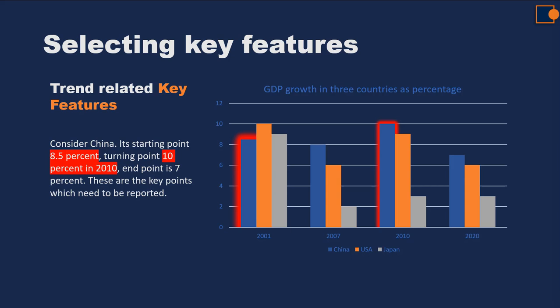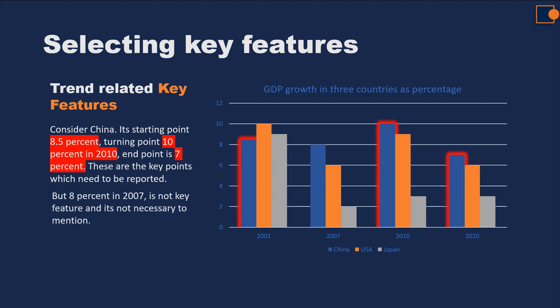And then finally, the end point. Is it a decline or is it growth? So in this case, it's a decline. So very simple and straightforward. You should look for the beginning point, the turning point, which is where any change happens significantly, and then finally the end point. So these are the key points which you should report no matter what.